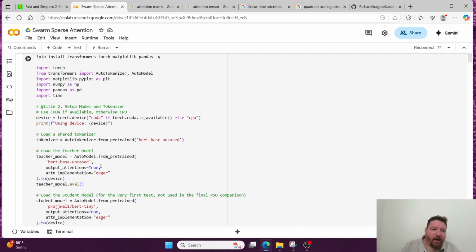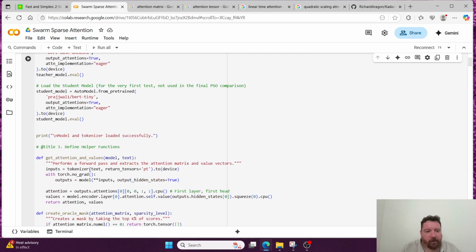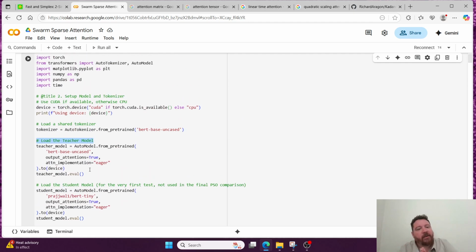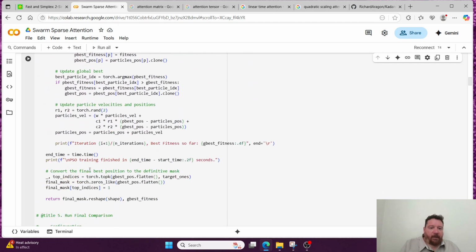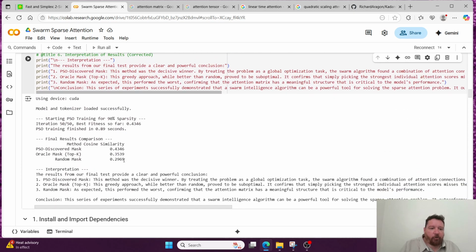The setup is very simplistic. I have a teacher model that generates the attention matrix. We take whatever attention matrix the teacher model gets, remove parts of it to make it sparse, add some noise to it, and then the student model tries to guess what the teacher model's attention matrix is. That's the student's job in this instance. Then I go through and do different tests on this. I did a bunch of tests before, but this is where my tests came out at the end.